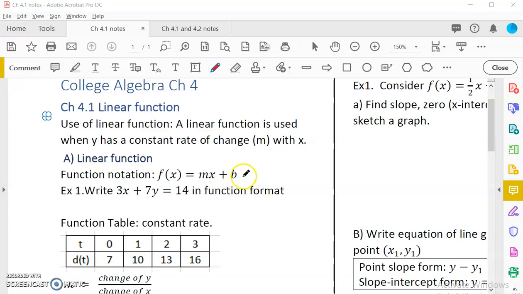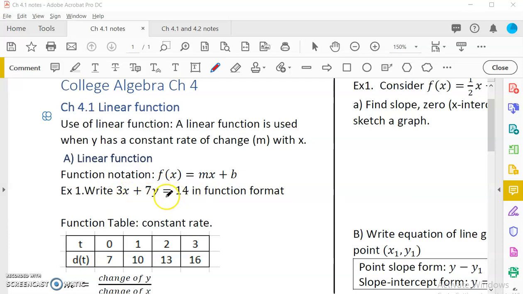Do you notice that this looks like the y-intercept form of a line equation? Because linear means a line, it looks like a line equation where m is the slope and b is the y-intercept. So we recall that anything that has x and y in the first power is a line, right? 3x plus 7y equals 14 is a line.